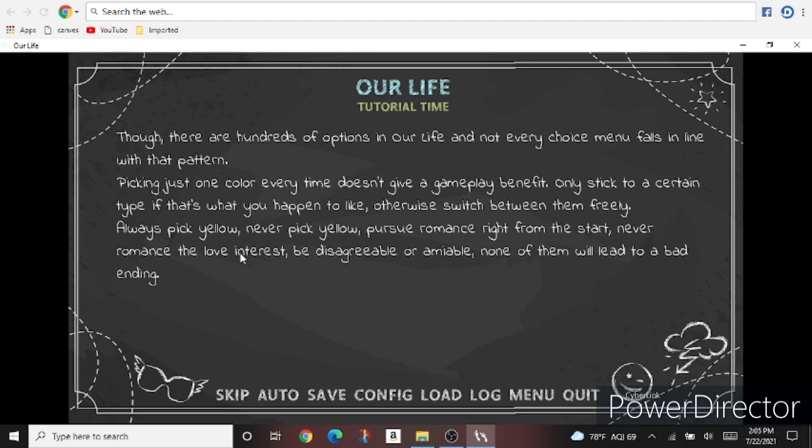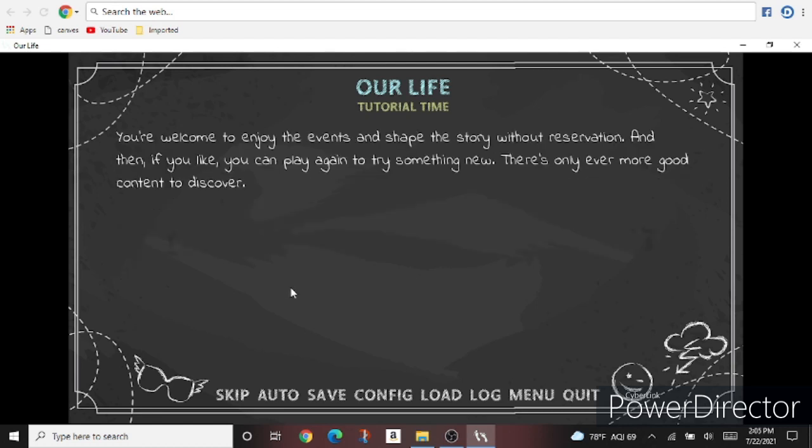Always pick yellow, never pick yellow. Pursue romance right from the start, never romance the love interest, be disagreeable or agreeable. None of them will lead to a bad ending. This game doesn't have bad endings. You're welcome to enjoy the events and shape the story without worry, and then if you like, you can play again to try something new. There's only ever more good content to discover.